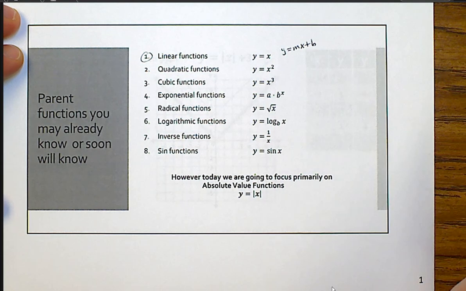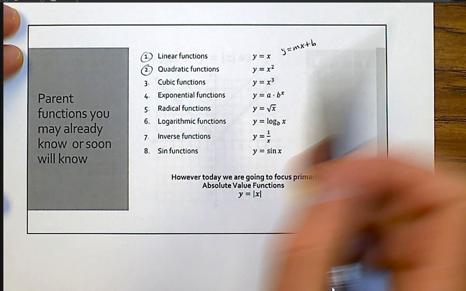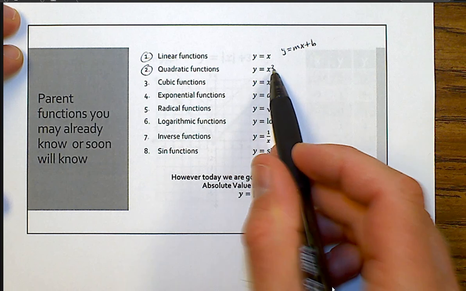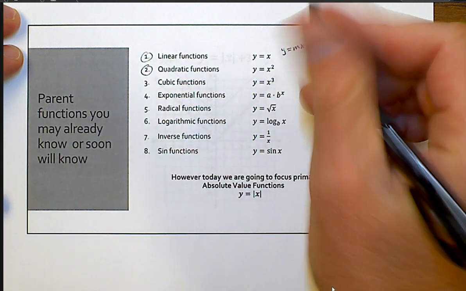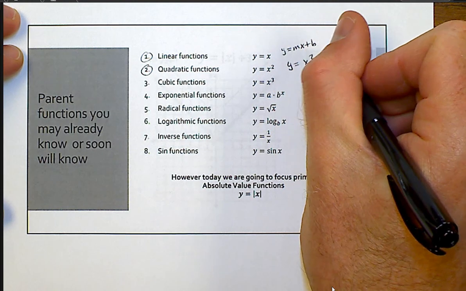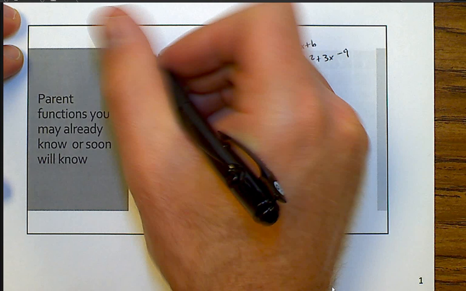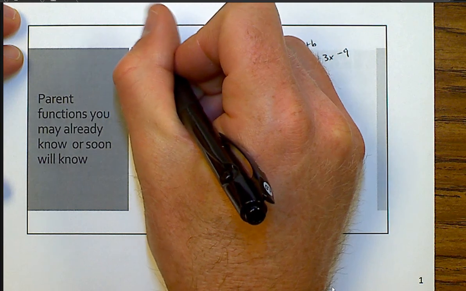You were probably exposed to some quadratic functions back in Algebra 1, okay? And that's like anything x squared. Anything x squared is a quadratic. You probably saw some things like this: x squared plus 3x minus 9. That's an example of a quadratic. When you graph that, it becomes a parabola. These two you definitely saw in Algebra 1. The rest, I doubt you have seen yet.